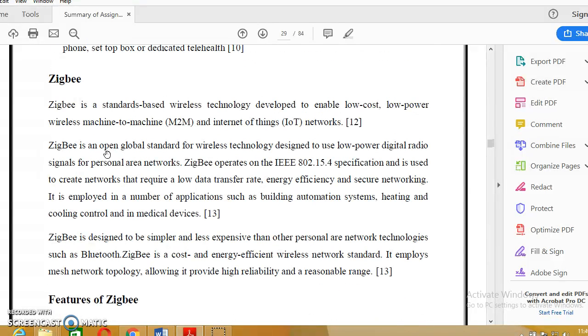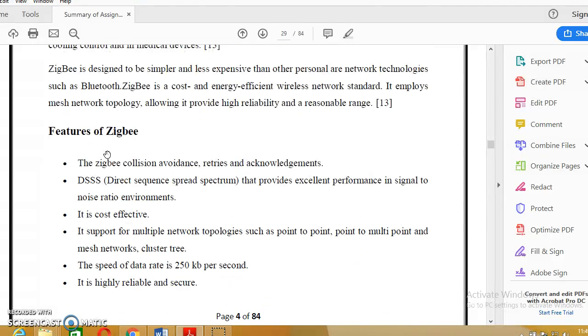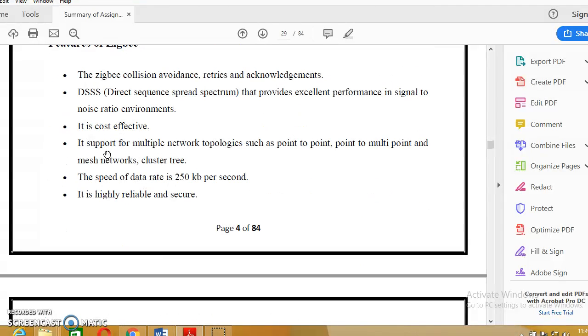Zigbee. Zigbee is a standards-based wireless technology developed to enable low-cost, low-power wireless machine-to-machine and Internet of Things, IoT, networks. Now we are going to look at the features of Zigbee.